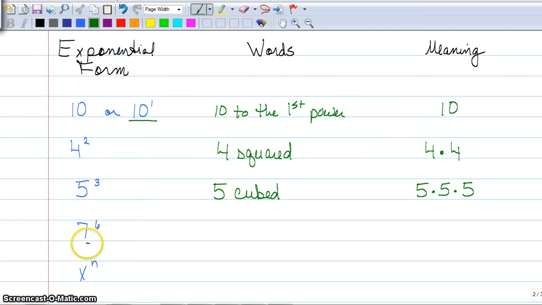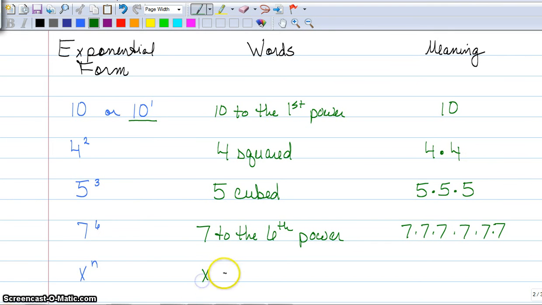Next, I have 7 to the 6th power. Which just means I have 7 times 7 times 7 times 7 times 7 times 7. Now the last one, I have x to the nth power.